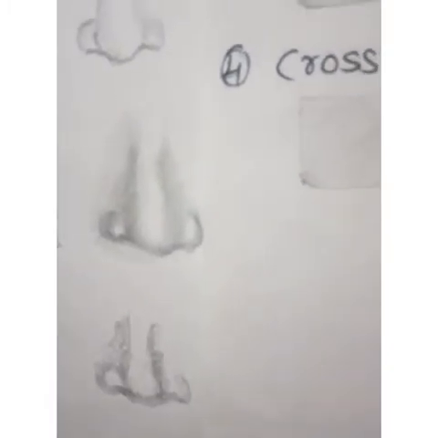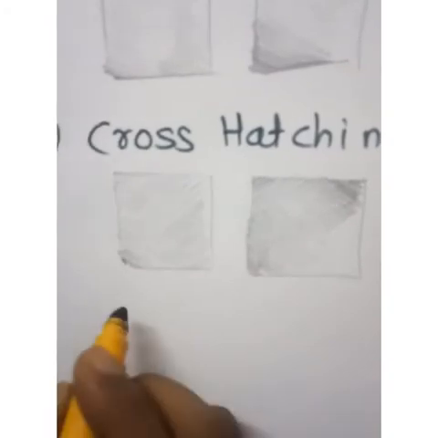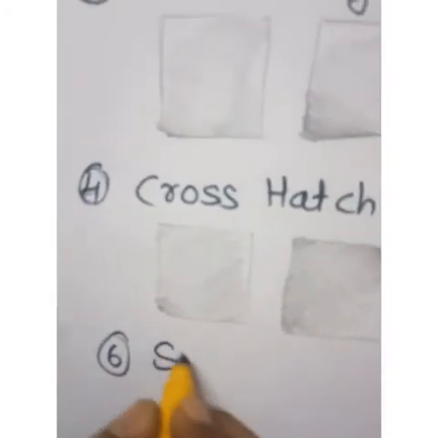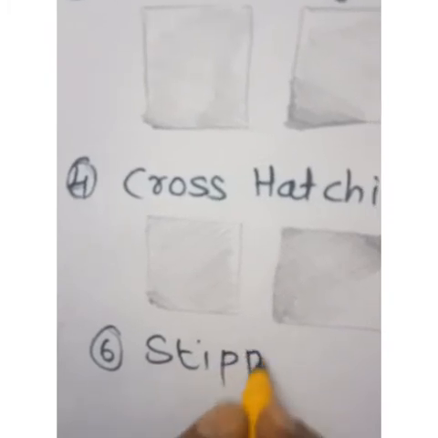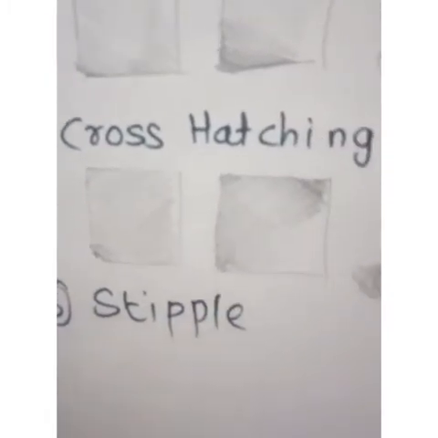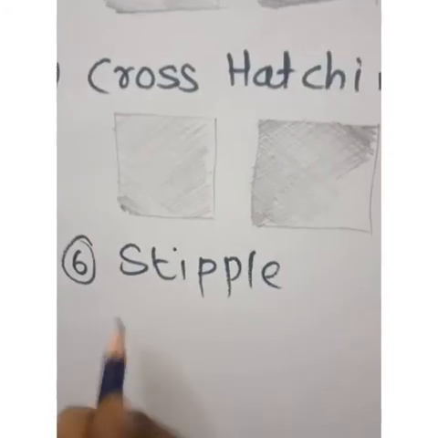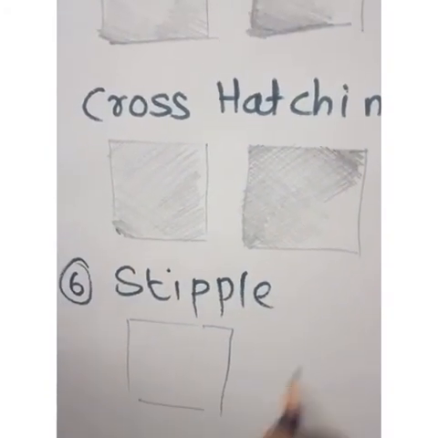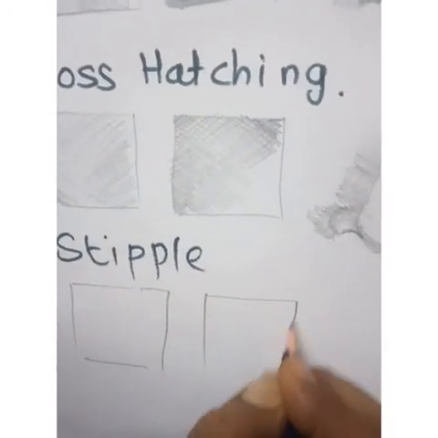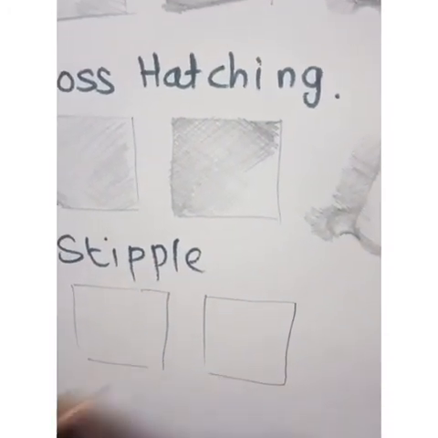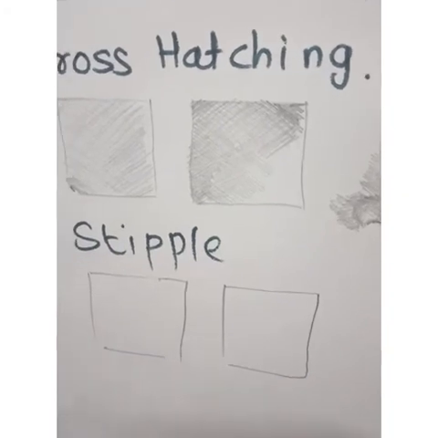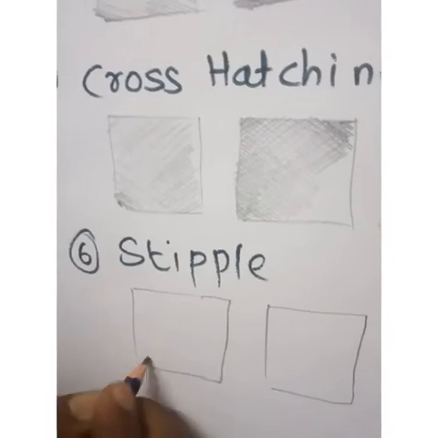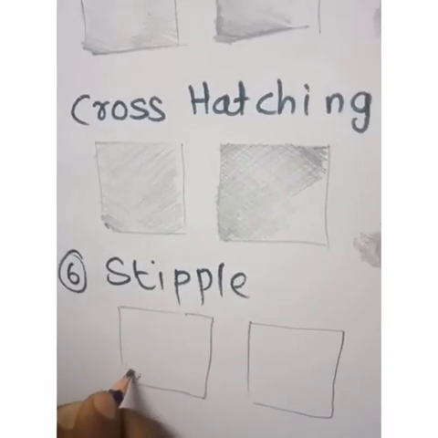Alright, now our last one, the sixth technique, is stippling. Stipple it is called. Now in this one also we are going to make two boxes. Here you can use any object, any tools for making this work. Stippling means what? You are going to put dots like this.